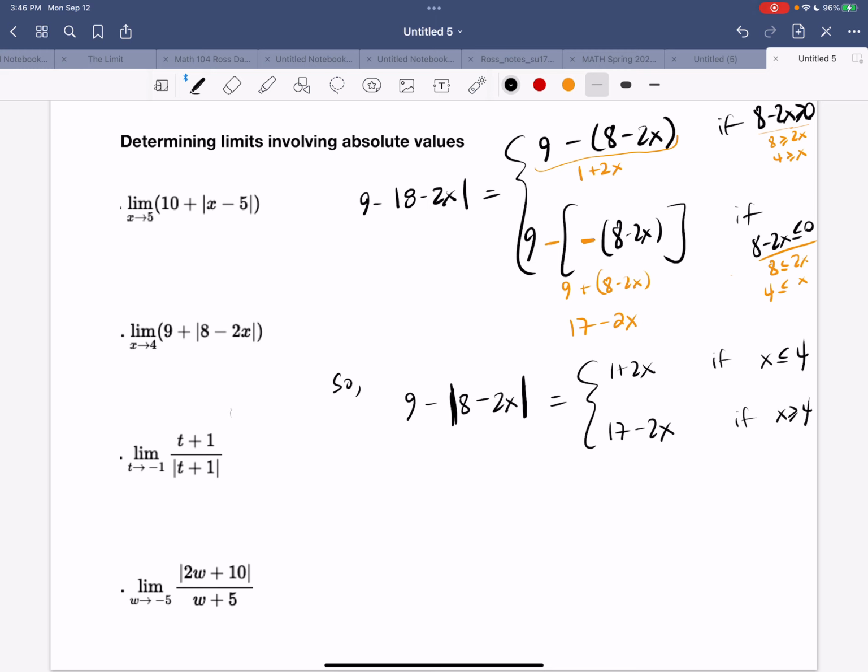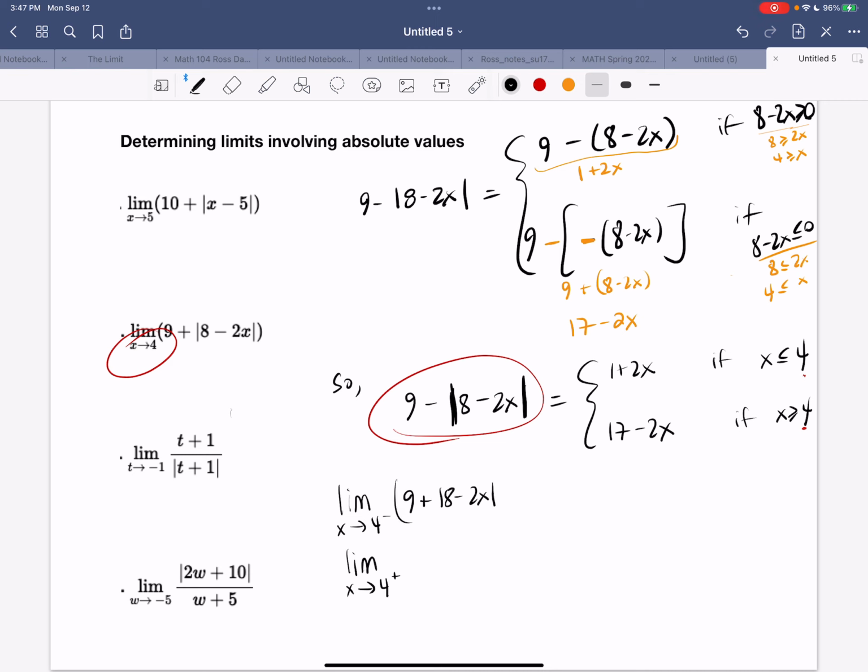And so using my method, method number 2, I'm trying to compute the limit as x approaches 4, right? I have a break in my function at 4. So I have different formulas for my function based on whether x is less than 4 or greater than 4. So I need the limit as x approaches 4 from the left, and I need the limit as x approaches 4 from the right. Okay.